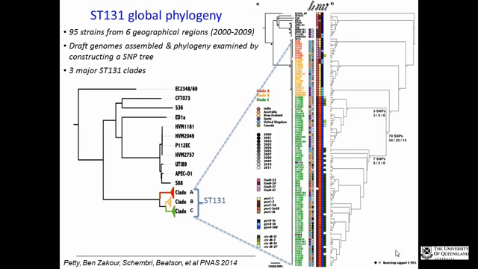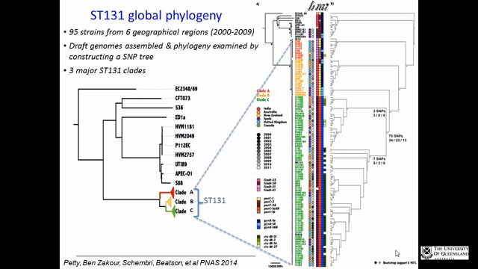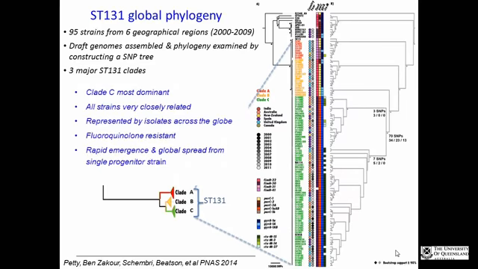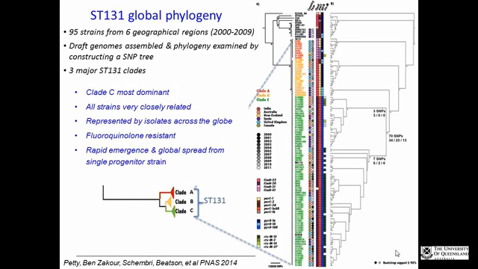Firstly, you can see that the dominant group is this green group here that we've referred to as clade C. All of the strains within clade C are very closely related. This clade C contains E. coli ST131 strains that have been isolated from all across the globe, so all 6 different regions that we sampled.